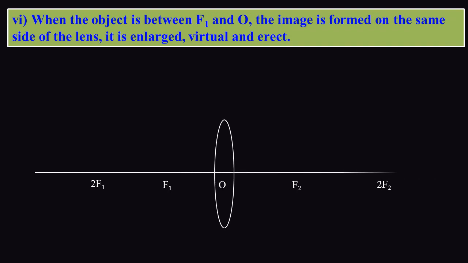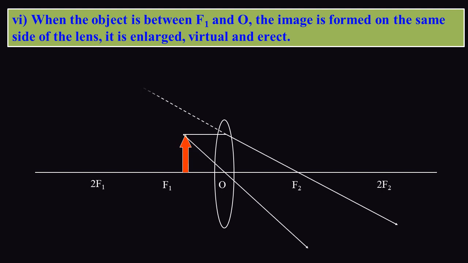Next, when the object is between f1 and O, meaning optical center, then it is observed that the refracted rays do not coincide, but if we extend the lines backward, then they will coincide at a point where the image is formed. The image is formed beyond f1, it is enlarged, virtual, and erect. Only in this case the image is virtual and erect.